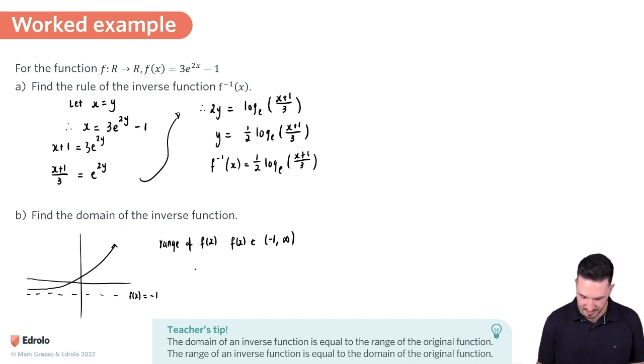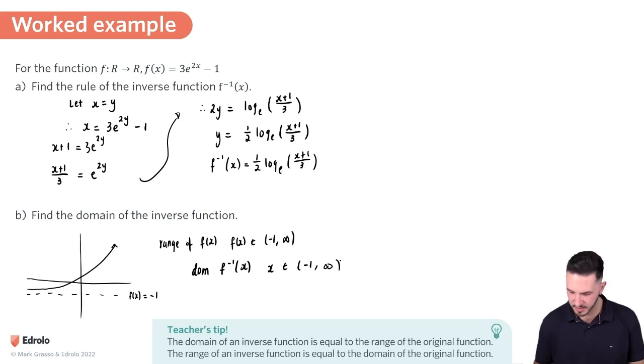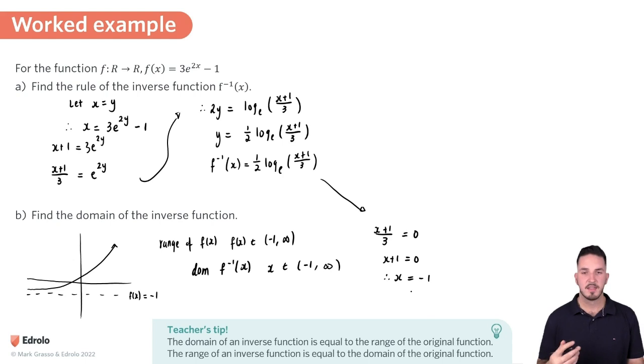So that means the domain of the inverse, so the domain of f inverse of x, is where x is an element of negative 1 to infinity. So if you really wanted to, you could find the asymptotes for the inverse as well. That is perfectly fine. So if we were to do that, just for clarification's sake, we would always let the argument equal 0. So we're going to have x plus 1 on 3, because that's the argument, equals 0. Multiply both sides by 3. We're left with x plus 1 equals 0. And therefore our asymptote is in fact at x equals negative 1. There are no reflections. It's essentially going in the positive direction. So it's going to be negative 1 to infinity.